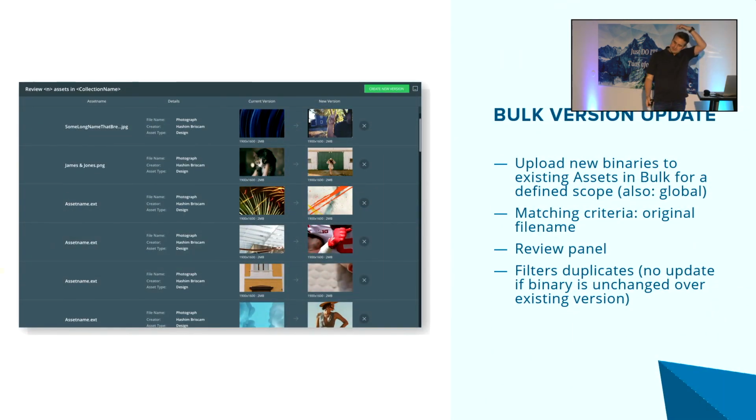A second, tangential use case to the duplicate check is the bulk version update. This is, for example, useful for retouching processes where you would send imagery to an agency or have your in-house creative team retouch photographs or images, and then match those images by file name to update the existing assets in bulk. Again, something we're going to see in the demo.